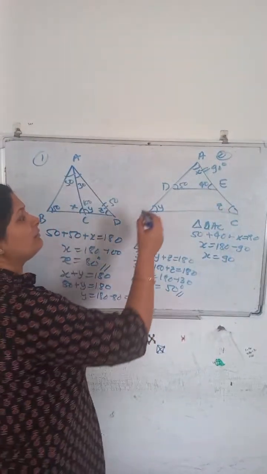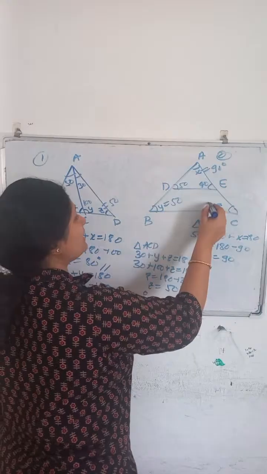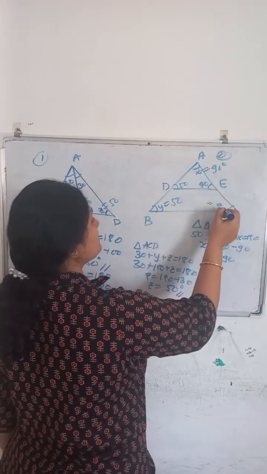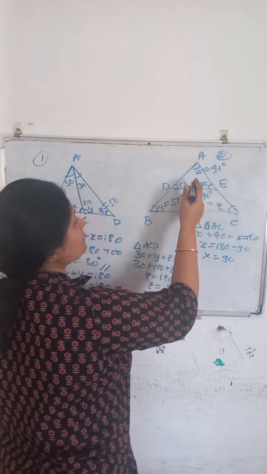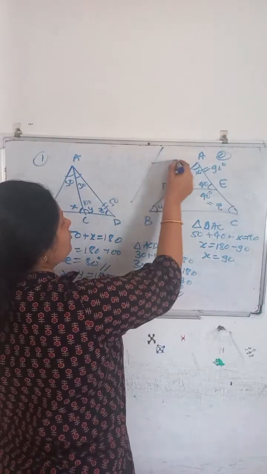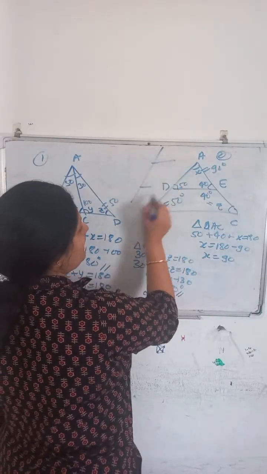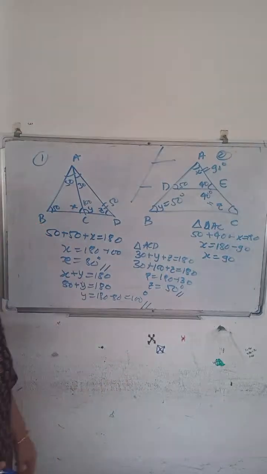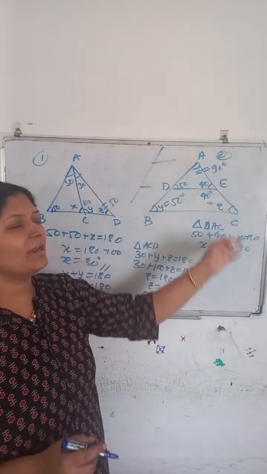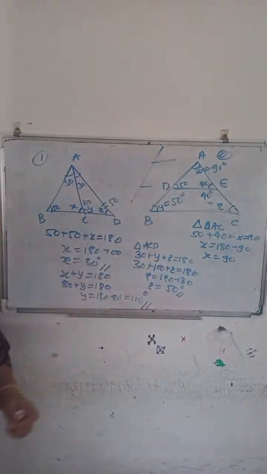Then here we can write Y is also 50 and Z is also 40, because here they are corresponding angles, no? Suppose DE is parallel to BC, then they form corresponding angles, then their angle values are also the same. So these are the answers.